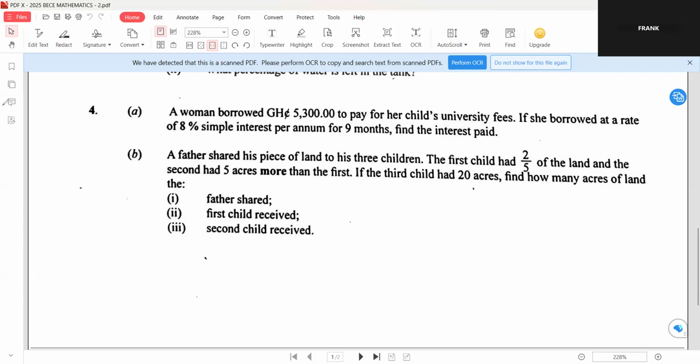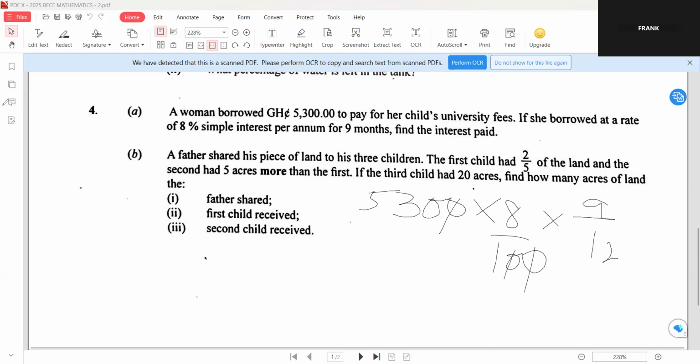So, how to find interest is principal times time times rate. And note that the rate determines the unit of time. So once the rate is per annum, it means that the time used for calculation should be in years, that's annually. So the interest now becomes the principal 5,300 times the rate 8%, that's per annum. So the time should be 9. We change the 9 months to years, 9 out of 12.